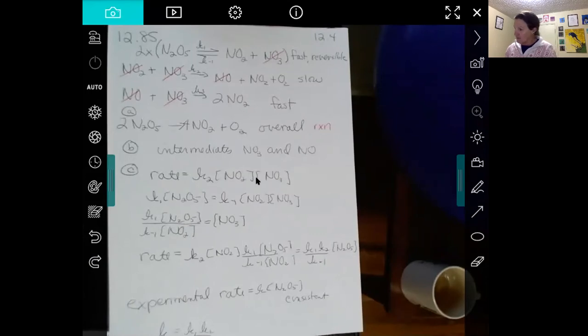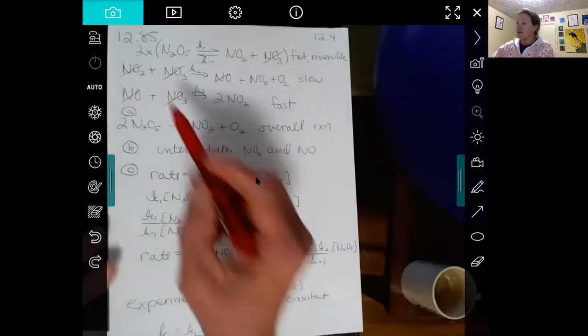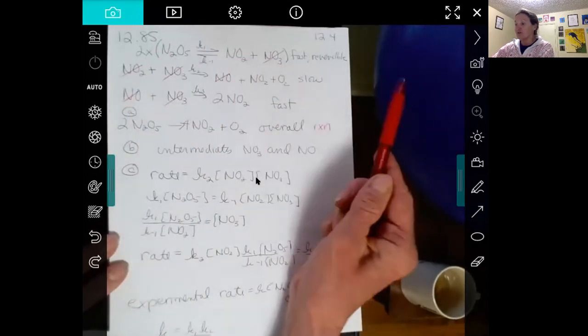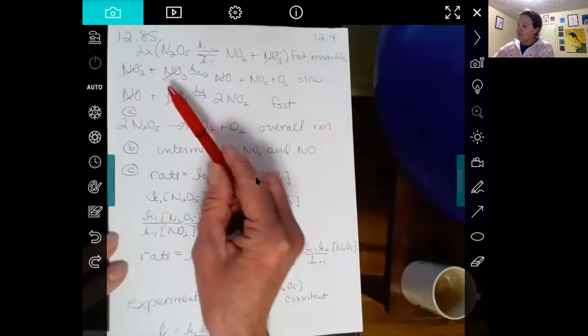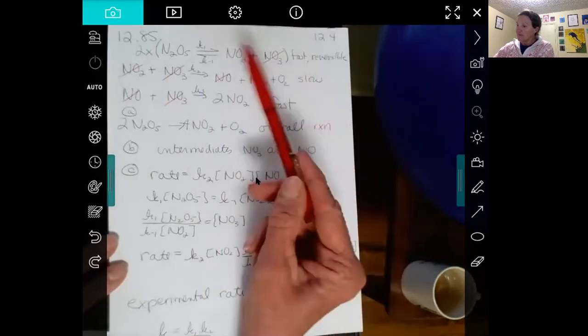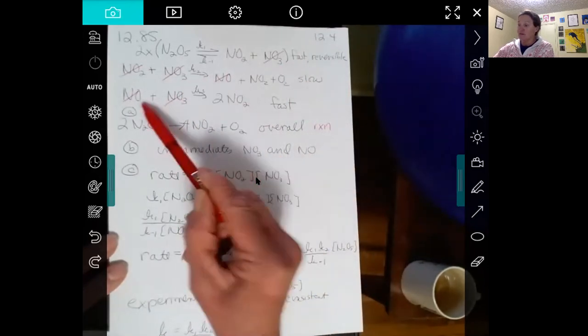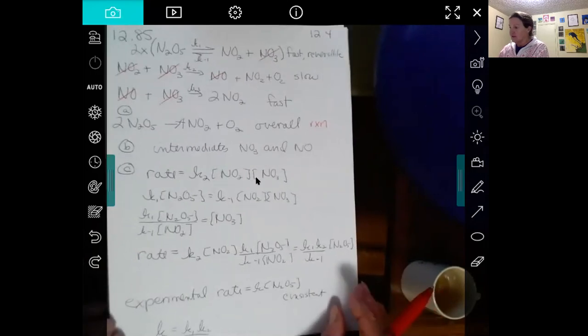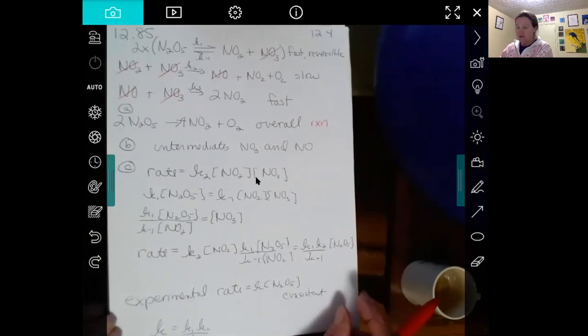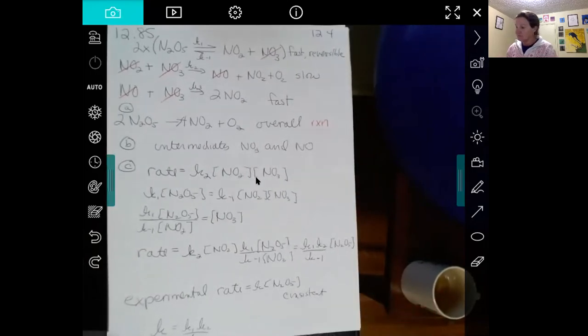In B, it just asks you what are the intermediates. Intermediates are things that are formed, but then they're also consumed. So we have NO being formed, but also being consumed. And we have NO3 being formed and also consumed. So both of those are intermediates in this reaction. They're not something that you put in or that you take out as a product.